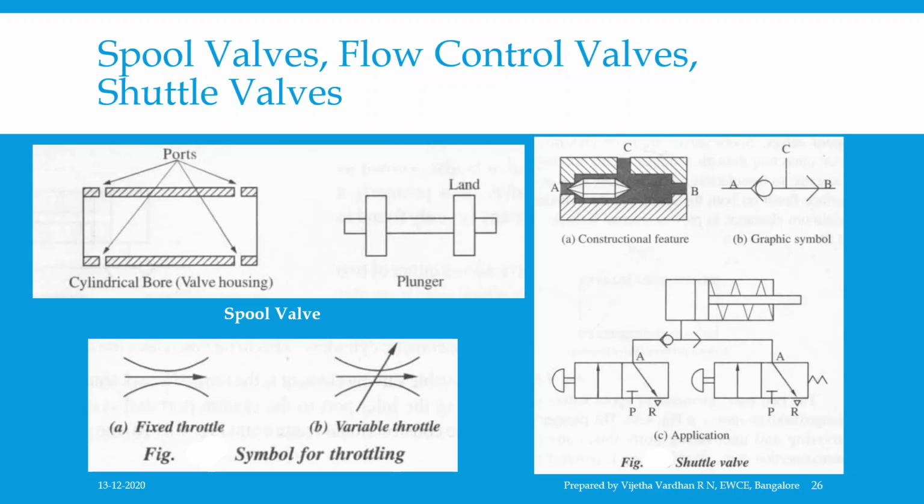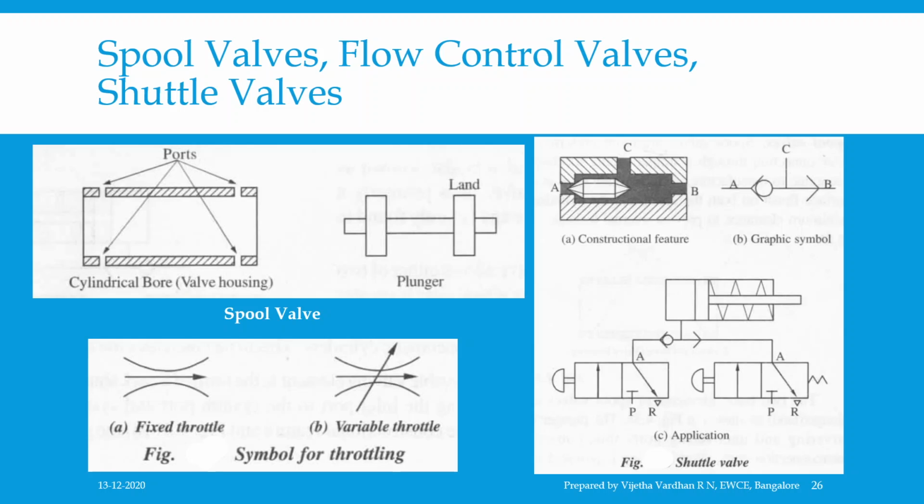A shuttle valve allows either of two pressurized inlets, whichever is greater, from two sources. The higher pressure inlet moves the shuttle to a position where it blocks the other inlet. It is thus more of a special type of valve rather than a true directional control valve and is basically used for the logic gate that is called OR switching.